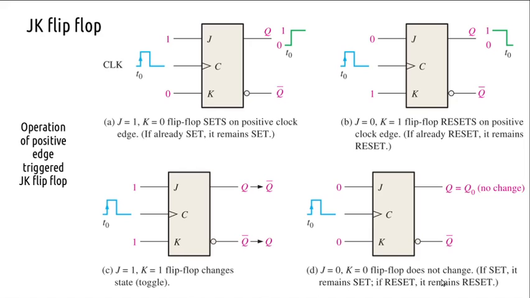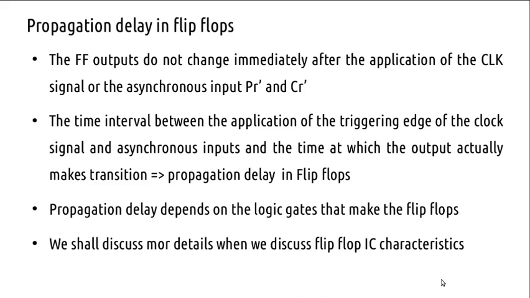J equals K equals 0: there is no change in the state of the flip-flop. Right. Now there are some issues like propagation delay. Propagation delay has to do with the fact that you don't expect the outputs to come at the same moment as you apply the inputs.